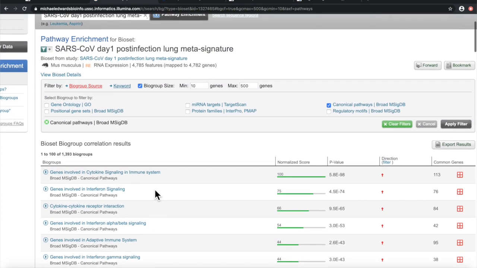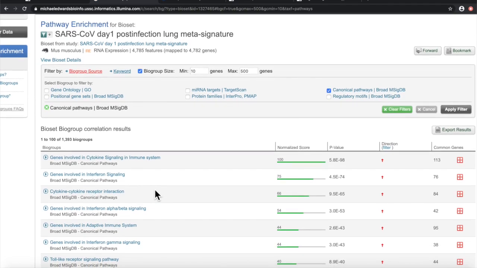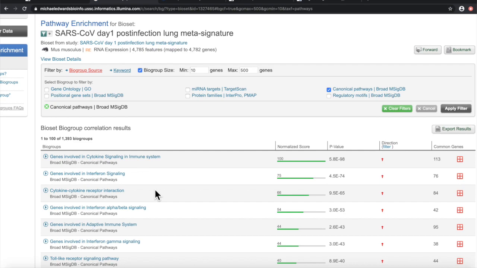I also want to note that these results are based on the cumulative results from comparisons only looking at day 1 post-infection, and that this list of pathways does change as you move farther out in the infection cycle. In future episodes, we'll discuss how some of these pathways change and some remain the same over the course of the infection. So these are the biogroups that went up, and they're obviously associated with the inflammatory response or response to the virus. Now let's take a look at some of the pathways that went down.